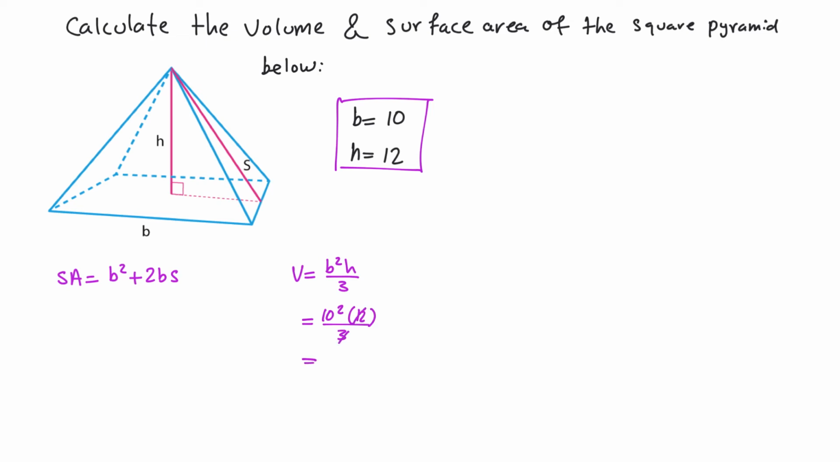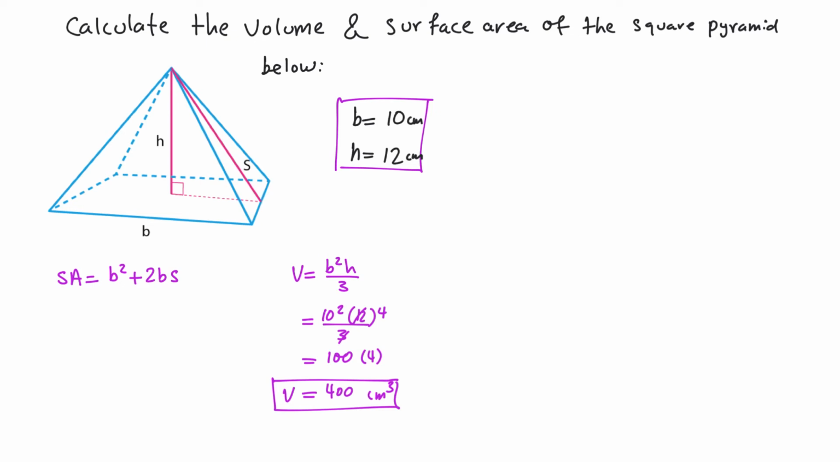12 divided by 3 is 4, and 10 squared is 100, so I have 100 times 4, so the volume is simply 400, and I don't have a unit here, so let's add a unit. Let's do centimeters. So this will become centimeters cubed as my volume. So finding volume was easy.